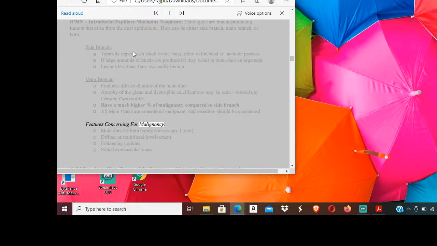Features concerning for malignancy: main duct greater than 1 cm, some sources say 1.5 cm; diffuse or multifocal involvement; enhancing nodules; solid hypovascular mass.